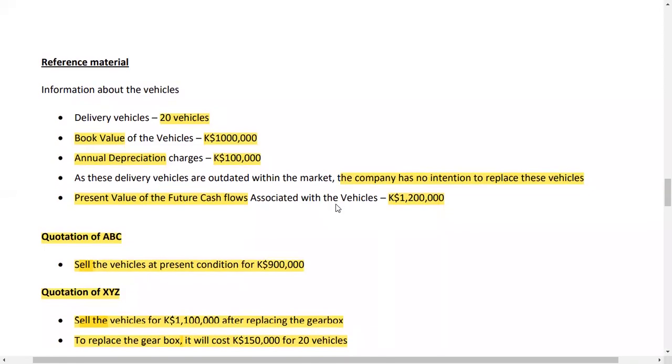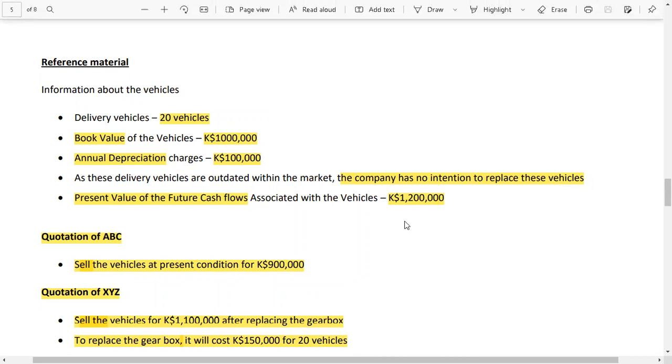Okay, so this is an F1 related area. I said you need not do any calculations, and I also told that all the information will be provided as part of the task. That's exactly what is replicated here. So we are going to sell 20 delivery vehicles. The book value of these vehicles is $1 million. And the annual depreciation charges are $100,000. The company has no intention to replace these vehicles, so we are getting rid of them outright. And the present value of future cash flows is $1.2 million.